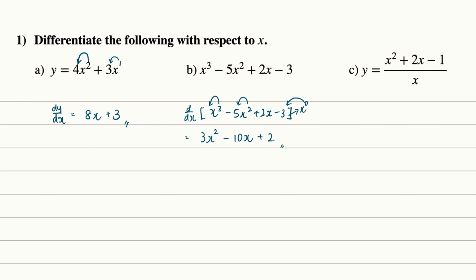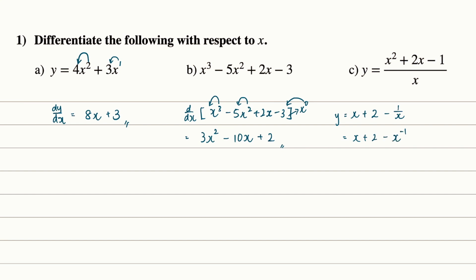Now the third part looks a bit complicated. Not to worry. What we can do is divide every term in the numerator by x. So we will have x squared divided by x, which gives us x, 2x divided by x gives us 2, and 1 divided by x gives us 1 over x. So we have y is equal to x plus 2 minus 1 over x, and this is equal to x plus 2 minus x to the power of minus 1.